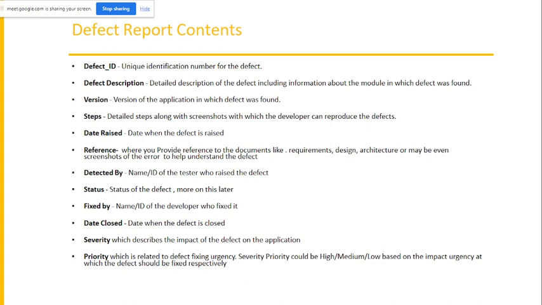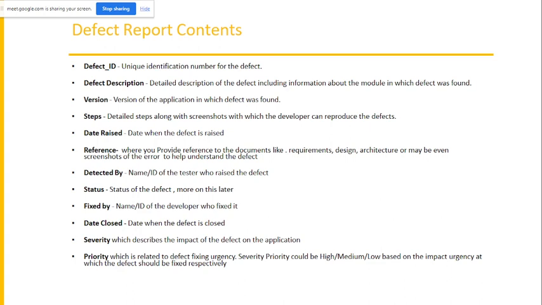Next is fixed by. So which developer is going to fix the defect? Next is date closed, the date when the defect is closed. Severity, priority, maybe we are going to discuss in the next topic. So far now, any doubts? Till now, any doubts, Pooja?